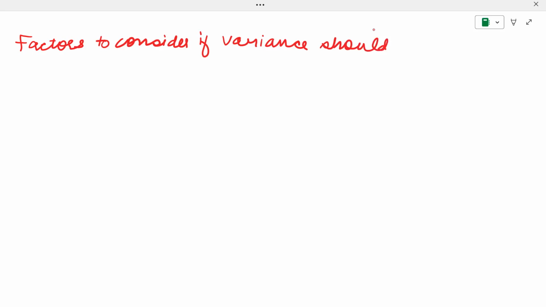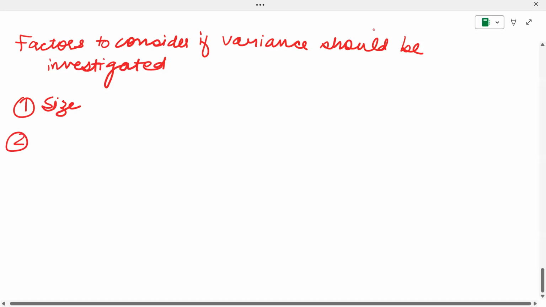What are the factors to consider if variance should be investigated? First of all is the size of the variance. How big is the variance? Definitely, if it's a big variance, it needs to be investigated.